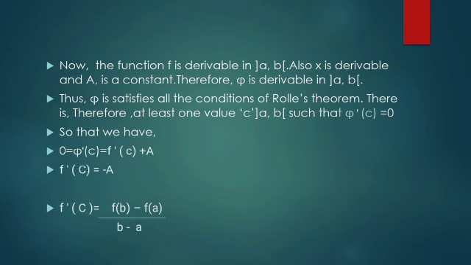So we have 0 is equal to phi dash of c, which is equal to f dash of c plus A, which implies f dash of c is equal to minus A. Therefore, f of b minus f of a divided by b minus a is equal to f dash of c.